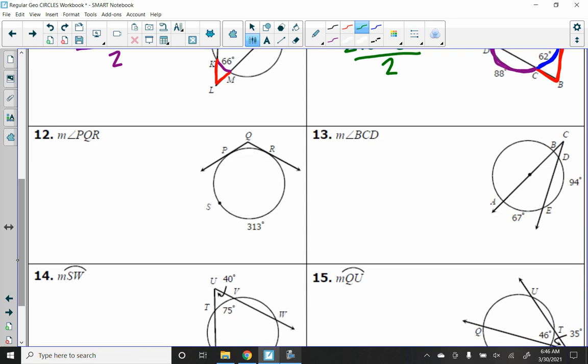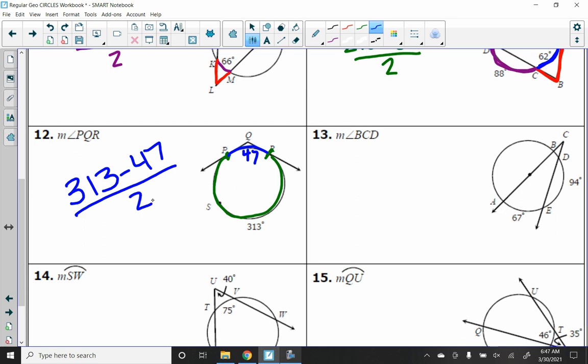Okay, remember, on problems like this, you're using the entire circle. So this is the whole far. You'll take 360 minus 313 to get the near. So that little one inside there is 47. So the far and near, divided by 2.